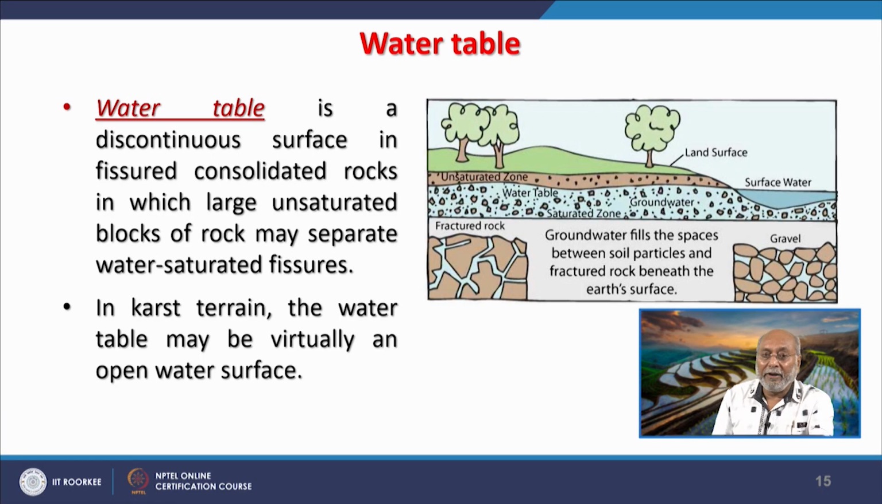Whereas in terrain which is full of limestone, which we call karst terrain, the water table may be virtually an open water surface in subsurface conditions because of caves, cavities and other things. So, finding water in a limestone terrain is a very challenging task, because conventional methods of understanding the position of the water table will not work in karst topography. One has to be a little careful. This is the example given.